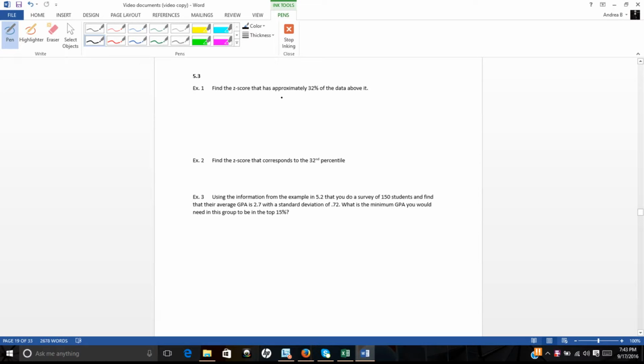5.3 here, we're still working with z-scores again with our normal distribution, but now we're doing it from a little different perspective, doing it backwards. We're talking about the probability or areas related to the graph, so we already know that information. Now this time we've got to use the area or the probability here to then calculate the z-score.